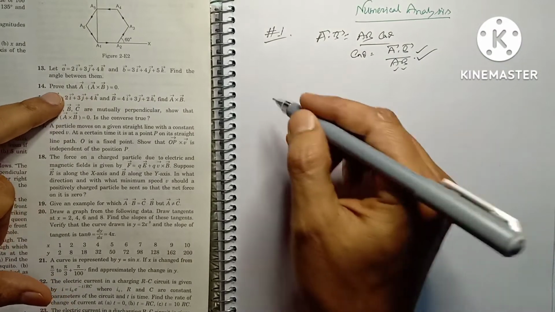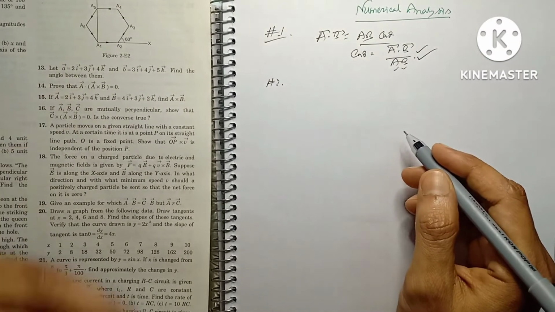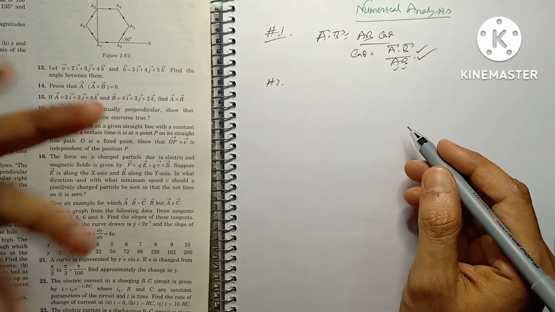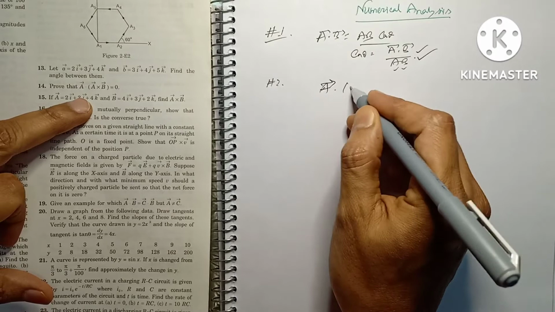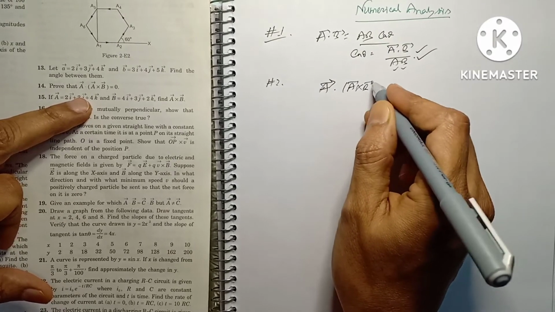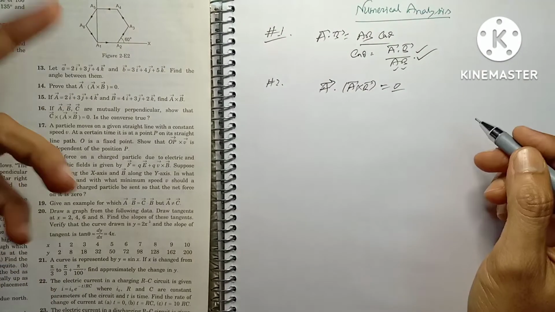Second problem: prove that A vector dot A cross B equals 0. So A vector dot A vector cross B. So how can we prove that this is 0?